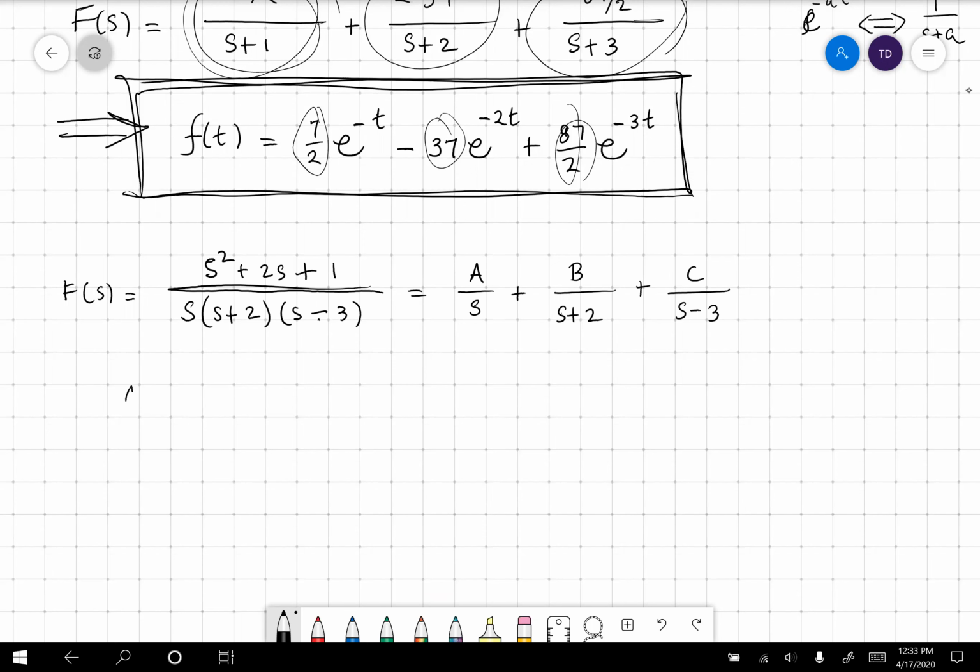Let's find B. B is s plus 2 times F of s, evaluated when s is equal to minus 2. So that's going to be equal to s squared plus 2s plus 1 divided by s minus 3, evaluated when s is equal to minus 2. Let's plug that in. That's going to be 4 minus 4 plus 1 divided by minus 2 minus 3, which is minus 5 times... So 4 minus 4 cancels. That's 1 over 10 equals 1/10.